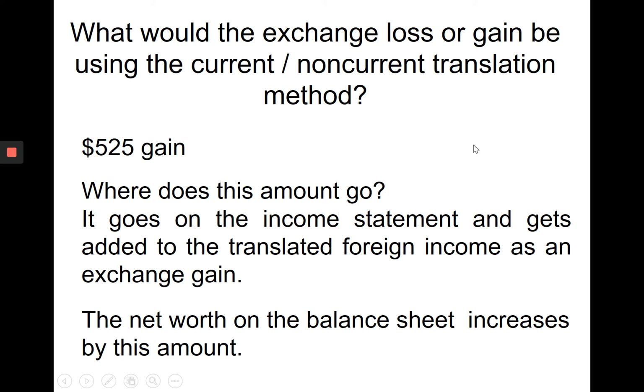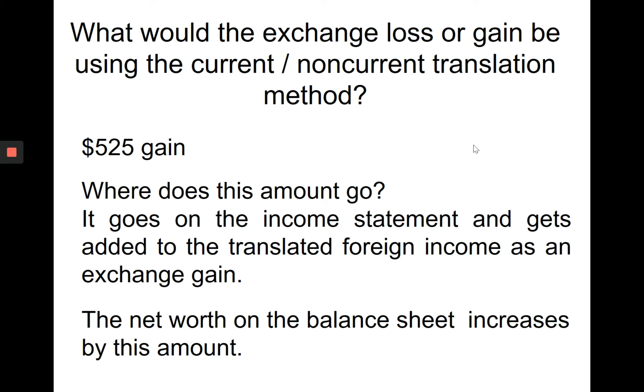Let's quickly put this discussion into writing, so you have it in writing and you could refer to it. Typical exam or quiz questions too. What would the exchange loss or gain be using the current non-current translation method, given the numbers that you have seen in this balance sheet?